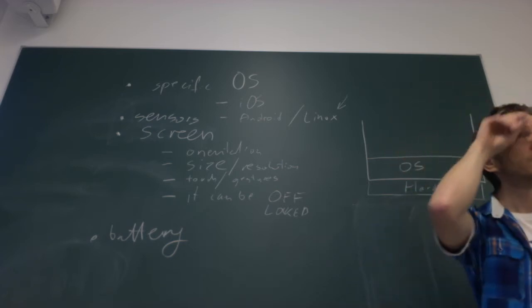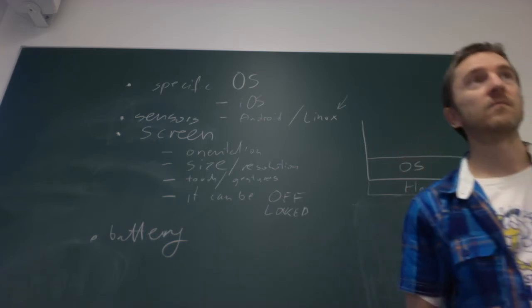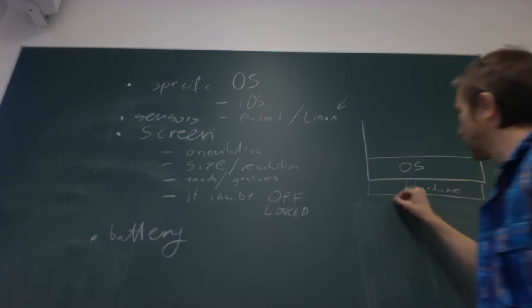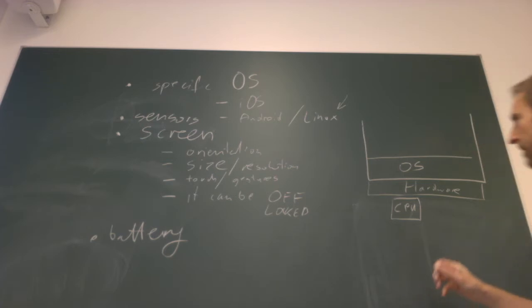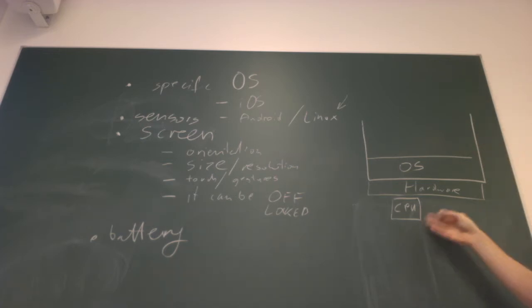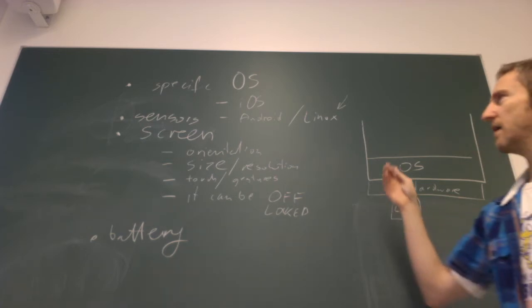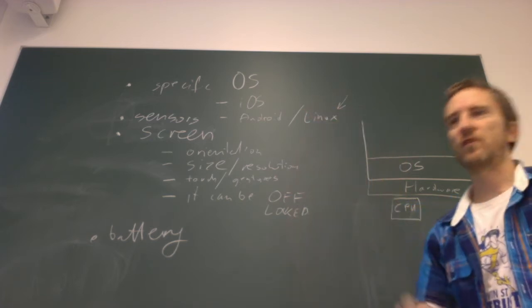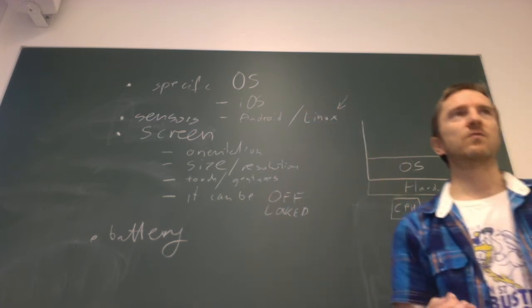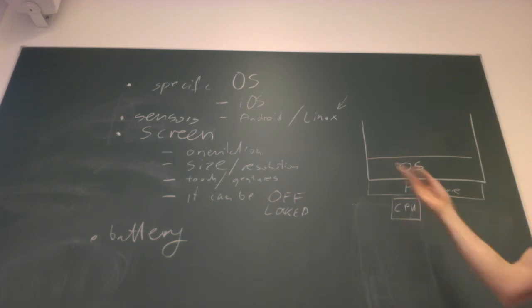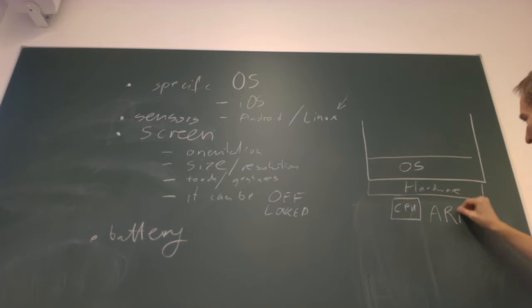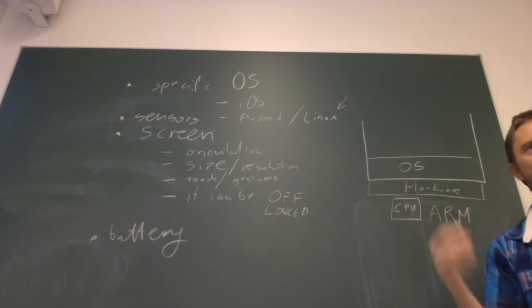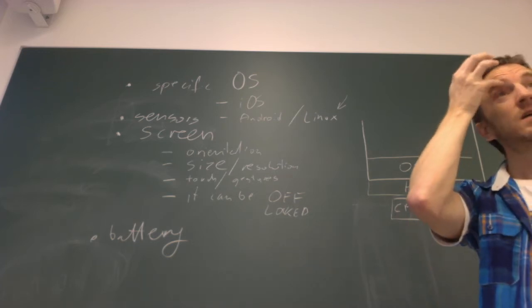What else? Yeah, that's right. So the CPU itself is different, and we typically cannot use the binaries developed for x86 on a PC on the mobile. The king in mobile space is ARM. It's a different computing architecture than x86 that we use in PCs.